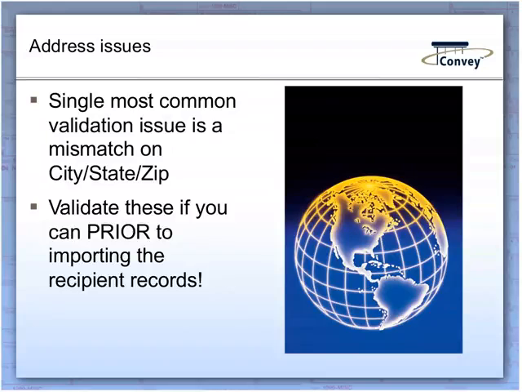The next area is address issues. The single most common validation issue we see is the city-state zip mismatch, where the zip that you have on file doesn't match the city and state in our city-state zip database. There are really 2 ways you can handle this. One, validate these prior to import. So if you can, import them, validate them, find out what's wrong, export them, and fix them.